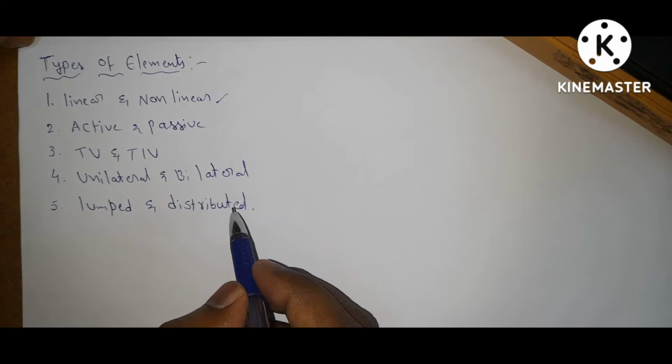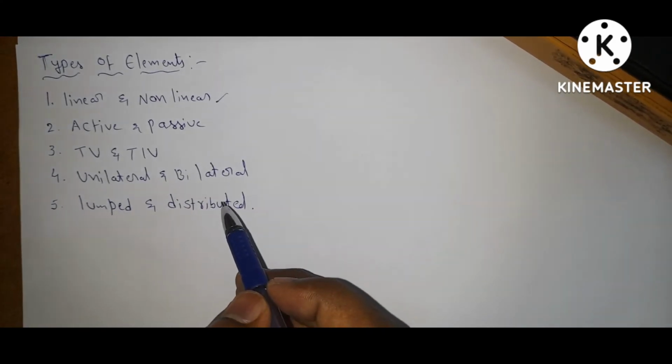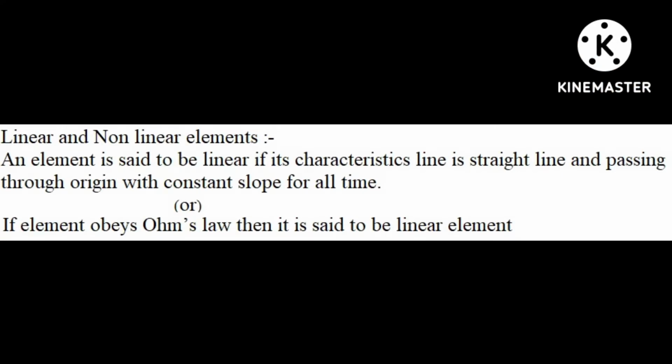In this, first one is linear and non-linear elements. We will discuss linear and non-linear elements. The definition is: an element is said to be linear if its characteristics line is a straight line passing through the origin with constant slope for all time. Remember that. Or if an element obeys Ohm's law, then it is said to be a linear element.